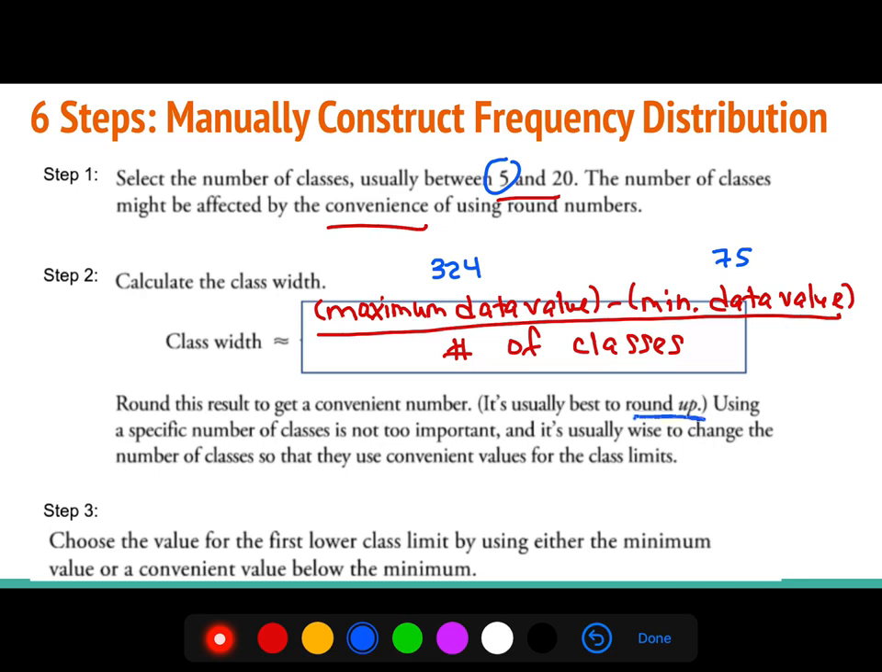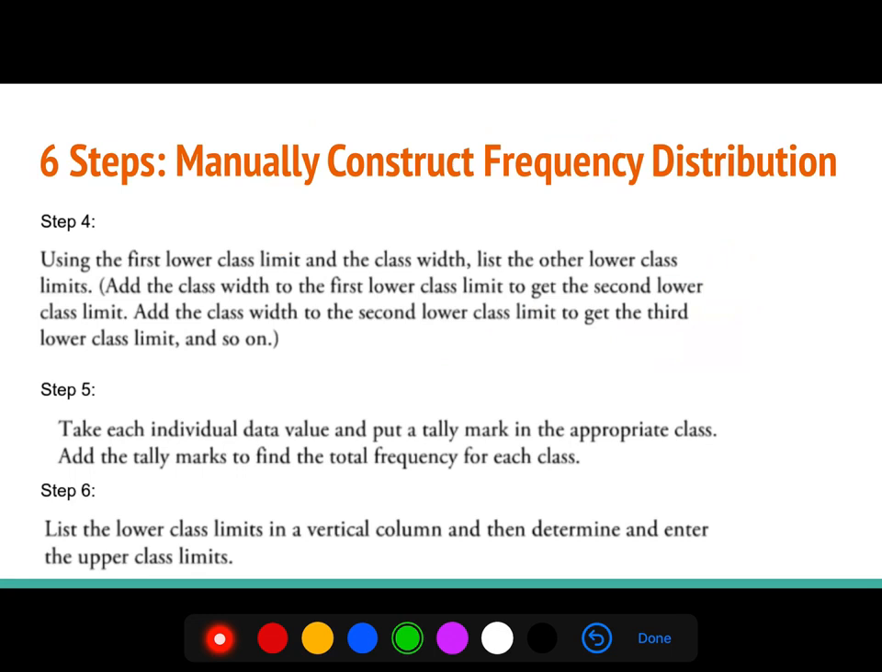So it's best to round up. We don't want to be super specific on that. Now, step 3, we're going to choose the value for the lower class limit by using the minimum value or a convenient value below the minimum. That's how we got the 75. And then for our upper one, 324, we looked at our data, largest and smallest.